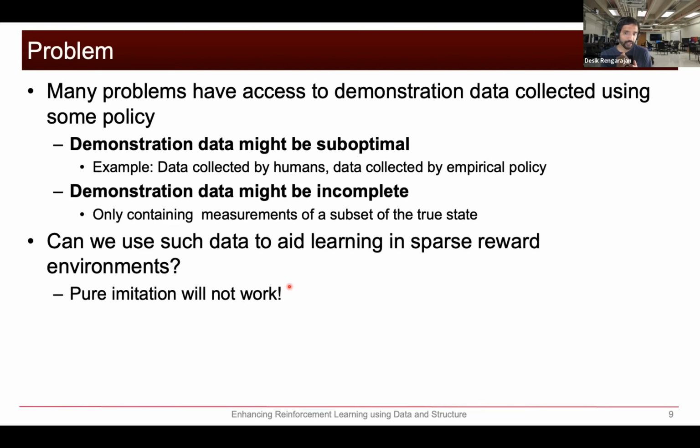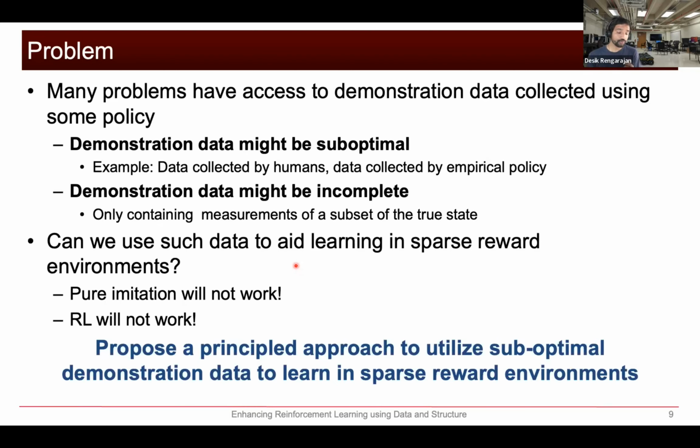You must understand that purely imitating this demonstration data is not going to work because this demonstration data is suboptimal. Second, just performing reinforcement learning in this environment is not going to work because you have sparse rewards. So what we do in this work is propose a principled approach to utilize the suboptimal demonstration data to learn in sparse reward environments. I hope the problem setting is clear. Reinforcement learning in sparse reward environments is hard, and suppose you have access to some suboptimal demonstration data, which tells you how to solve that particular task. Can you use the suboptimal demonstration data to aid reinforcement learning? That's the question that we're trying to answer.